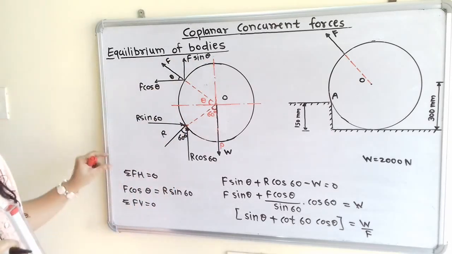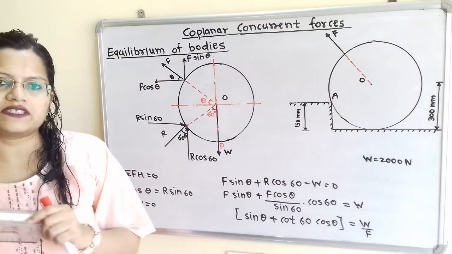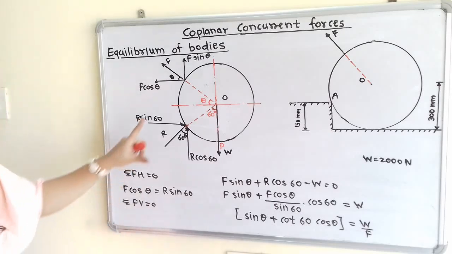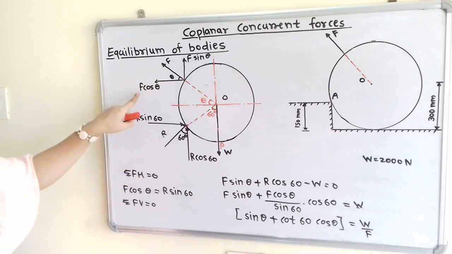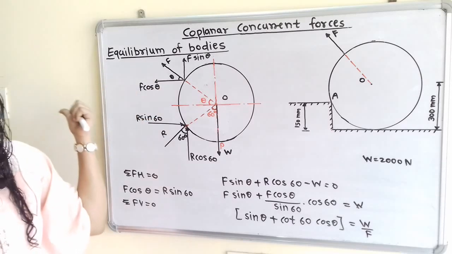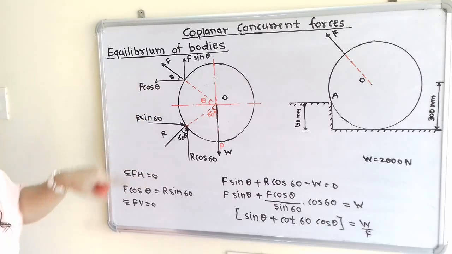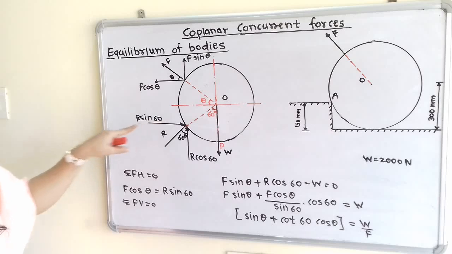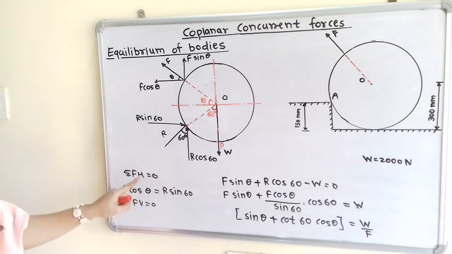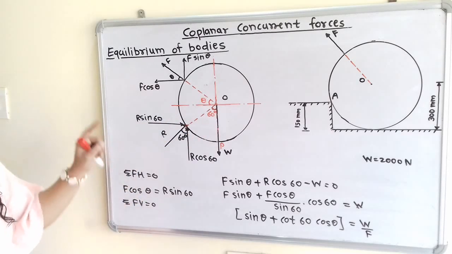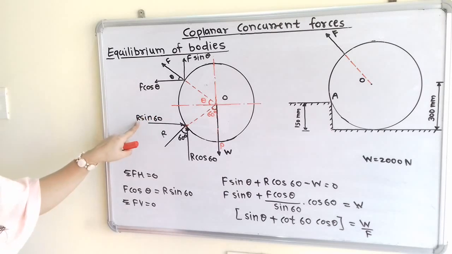Now summation of all horizontal forces is equal to 0. From the diagram we can say that F cos theta is directed towards the left-hand side, so we will give it a plus sign, and R sin theta is in the opposite direction, so we will give it a minus sign. Or we can say F cos theta is equal to R sin 60.